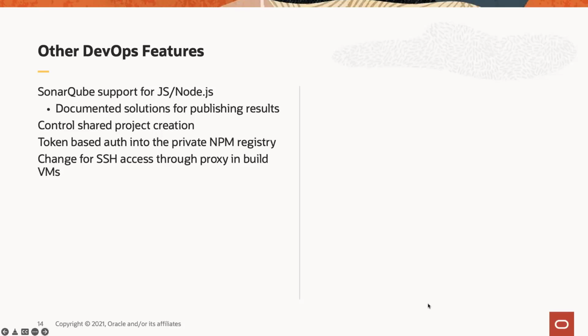And we now have the ability to control who can create projects in Visual Builder Studio. You can assign it to specific people. We improved the way that you can connect to our NPM registry by allowing you not just to use basic auth, but also to use token-based auth. And we also did some changes to the way that you use SSH to access proxy build VMs. And so you can read about those features and others in our What's New documentation.